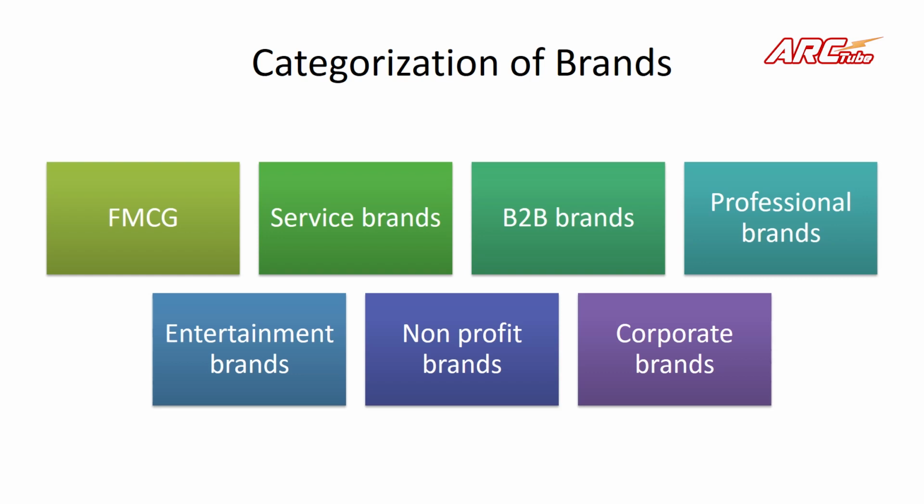Then the B2B brands, you can have Hilti and Intel. Then professional brands, you can have E&Y, that's Ernst & Young, and McKinsey. For the entertainment brands, you'll be having Manchester United and Sky. For not-for-profit brands, you'll be having Oxfam and BBC, for example. Then for corporate brands, you can have M&S, that's Marks and Spencer, as well as Coca-Cola. So that's about categorization of brands, because we need to know the category.